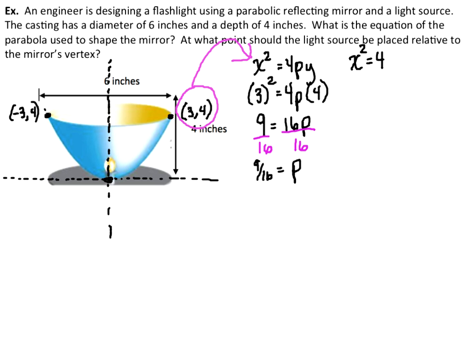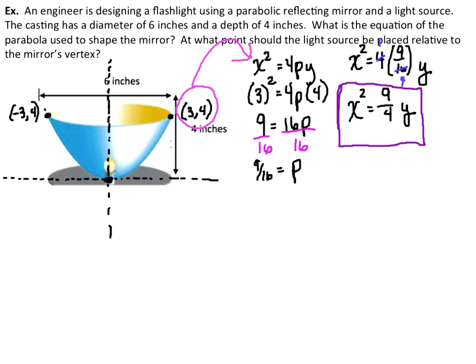Okay, so now that we've used that point that we knew to get p, we can start filling in pieces for the general equation. So x squared is equal to 4, and I now know that p is 9/16, and I multiply that by a y. So let me just show the math here so it doesn't look like magic to you. 4 goes into 4 once and into 16 4 times. So I'm left with x squared equals 9/4 y. There is the equation that I'm looking for.